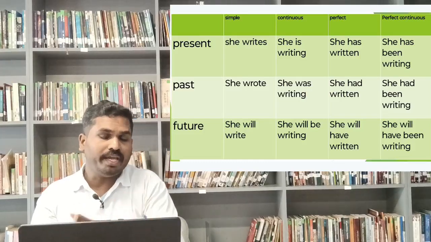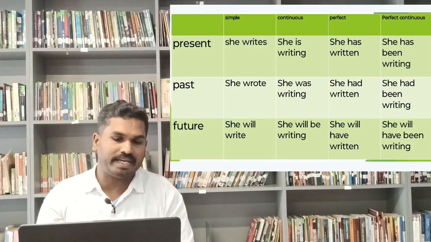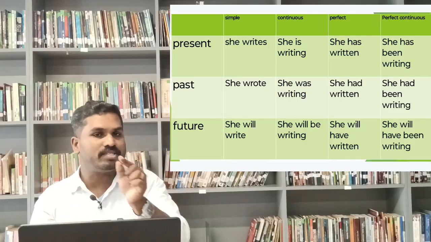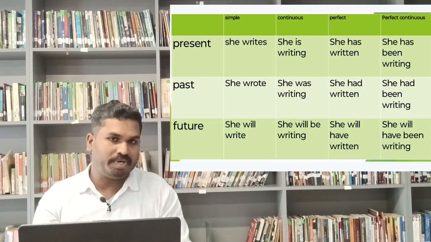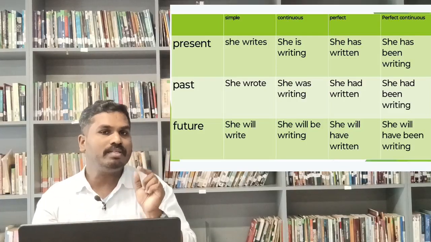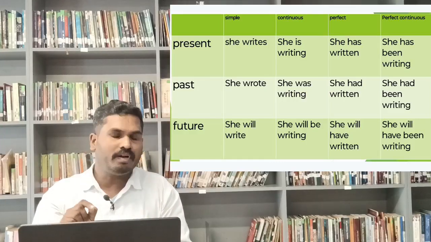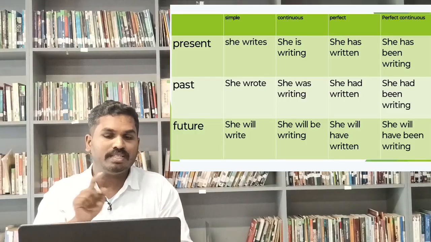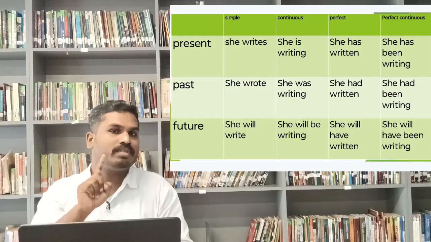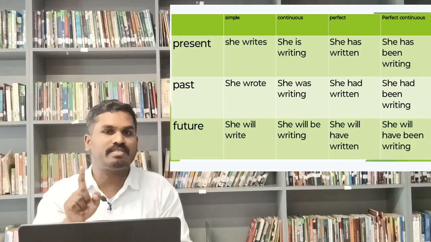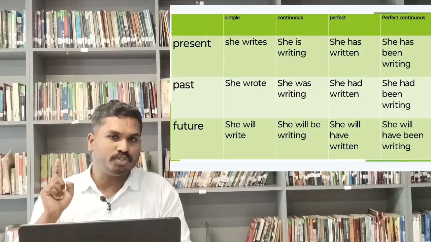This is the change which happened for this single sentence, she writes, in the case of these different 12 subdivisions. So you have to learn these differences in the case of these 12 subdivisions. Before that, you have to learn the structural pattern. Only with the structural pattern can you change this sentence into these different 12 parts.